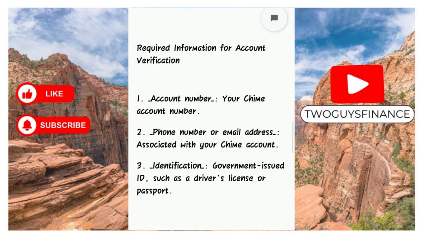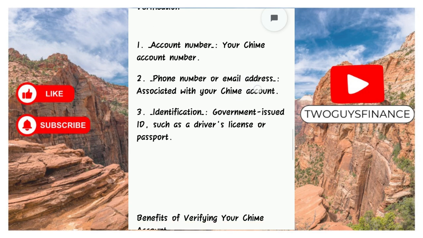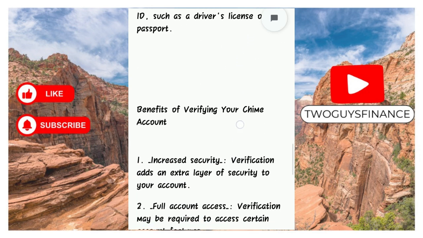And a couple of info you're going to need for the account verification. Of course, the first is your Chime account number. Then you're gonna need your phone number or your email address that's associated to your Chime account, and of course you're gonna need a means of identification. So that could be driver's license or a passport or whatever. You're gonna need that.